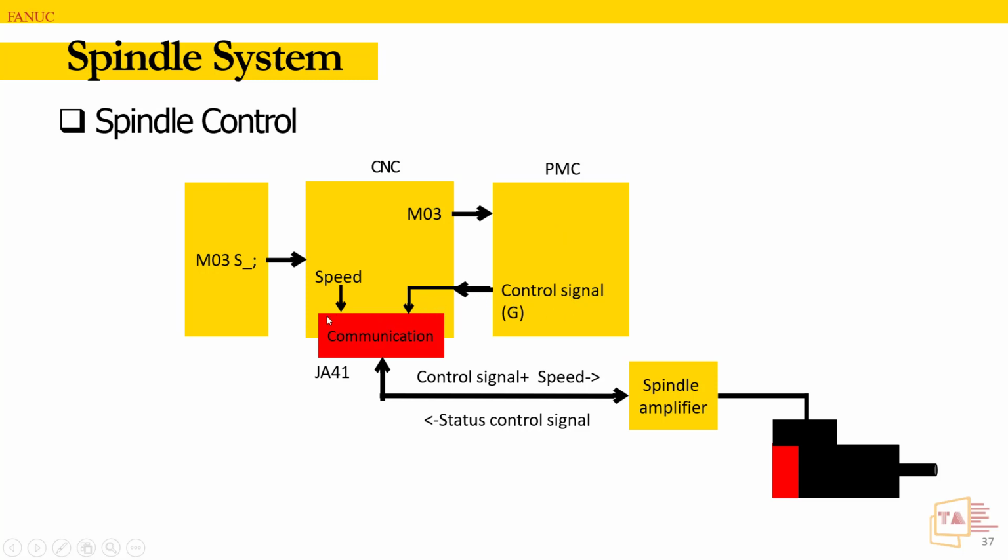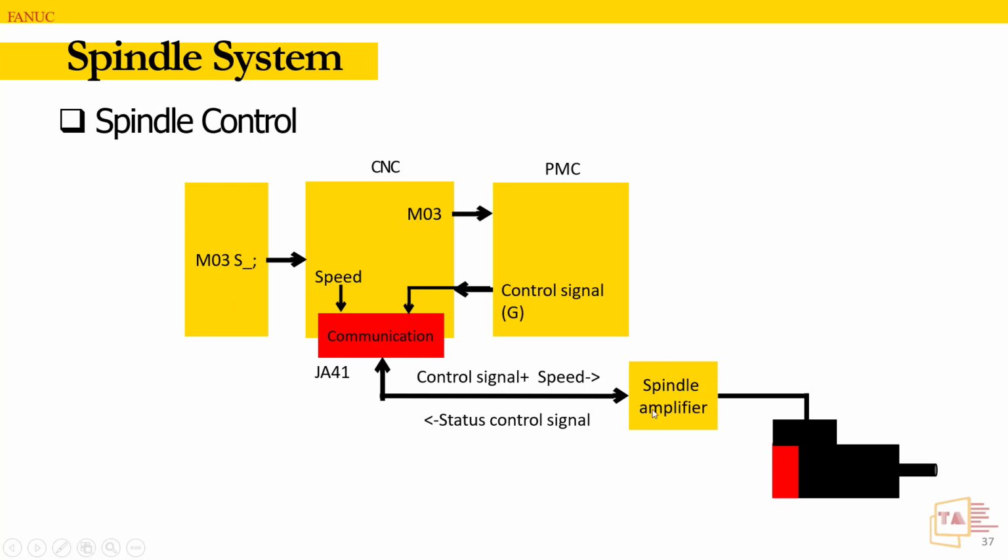Okay, so this is the communication JA41. This is sending and receiving the signal between CNC and PMC. So according to the CNC signal, it will give the command to the spindle amplifier through this communication JA41 cable. Control signal plus speed. Control signal is nothing but clockwise, anti-clockwise, start and stop. Speed is directly sent to the drive through the communication cable JA41.